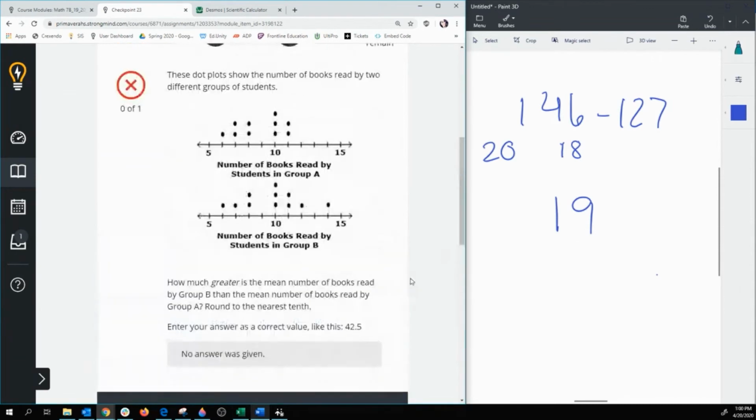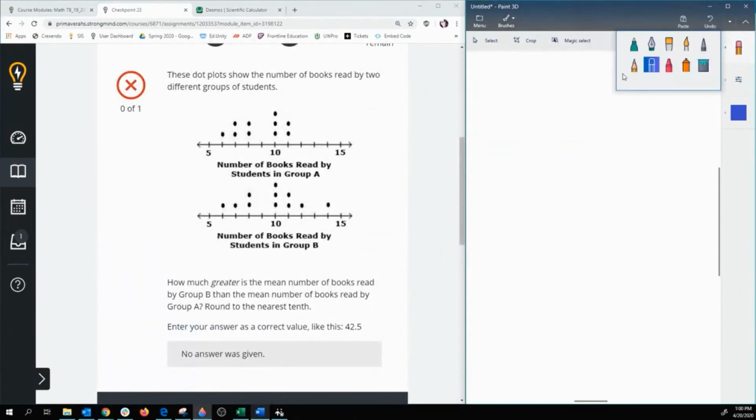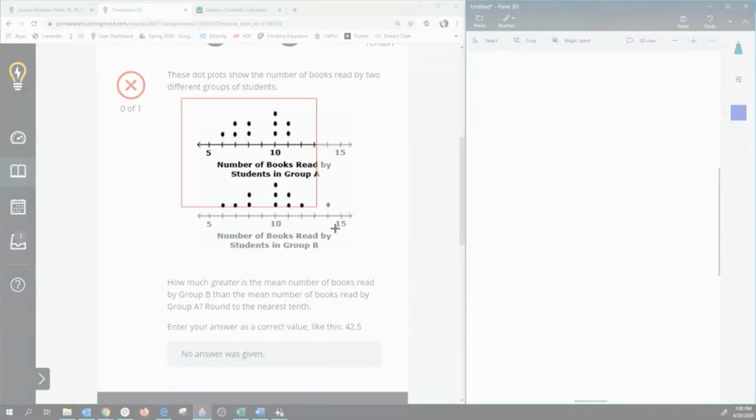Number 11. So on 11, I have these 2 dot plots talking about the number of books read by students in groups A and B. We want to know how much greater is the mean number of books read by group B than the mean number of books read by group A. So we just need to determine, well, what is the average of both of these? So I'm going to take a screenshot to help me do this quickly.